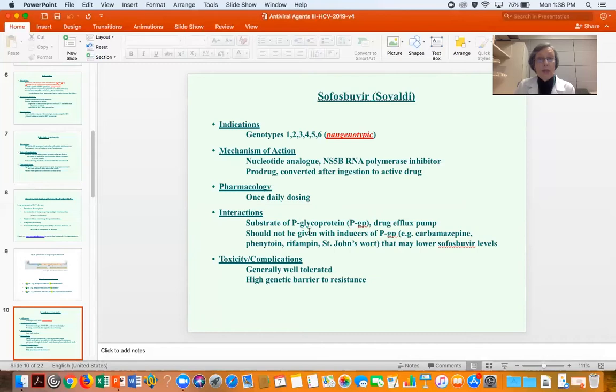It's a substrate for the P-glycoprotein, which is a drug efflux pump, pumps drugs out of cells. So it should not be given with inducers of P-glycoprotein, because that may end up lowering the sofosbuvir level. And I'm giving you examples of drugs that might be inducers. Whenever I give you these lists of drugs, they're almost always not exhaustive. There are many other drugs that have the same activity. I'm just giving you some examples. It's generally well tolerated, and a big plus is it has a high genetic barrier to resistance.